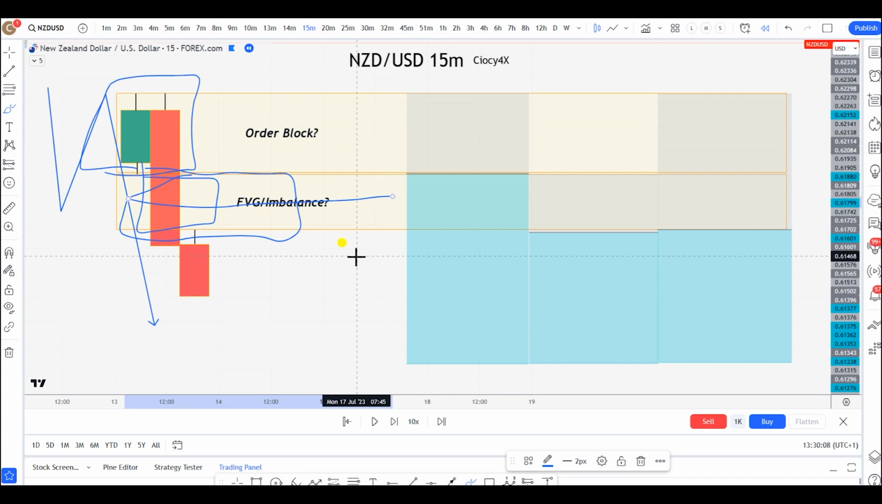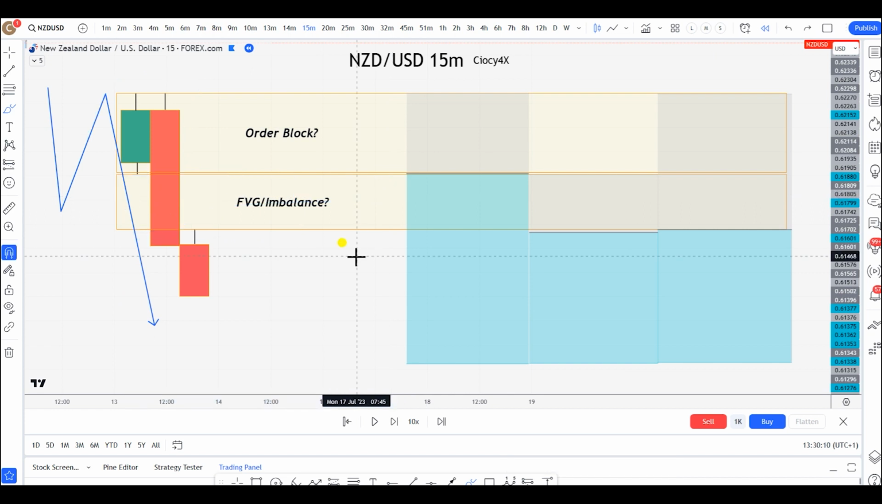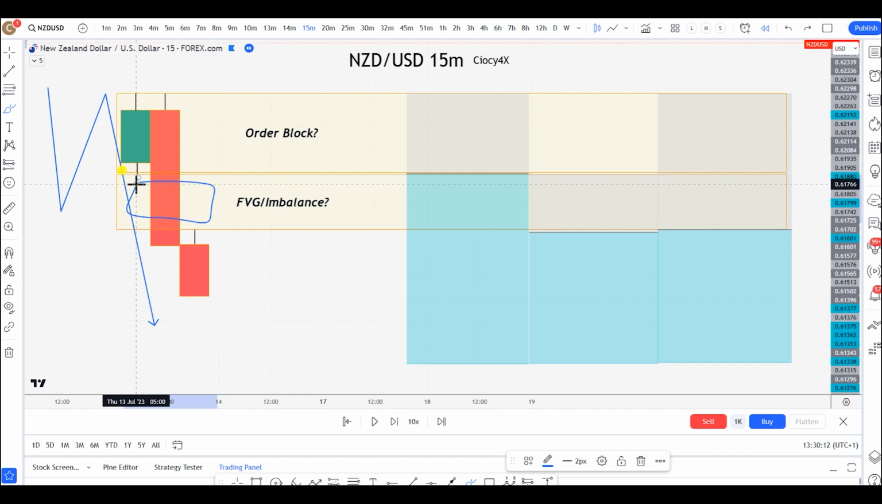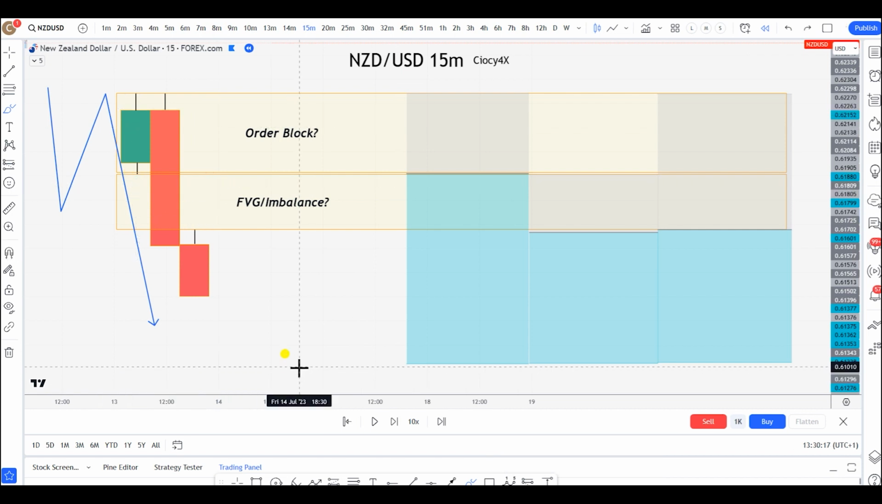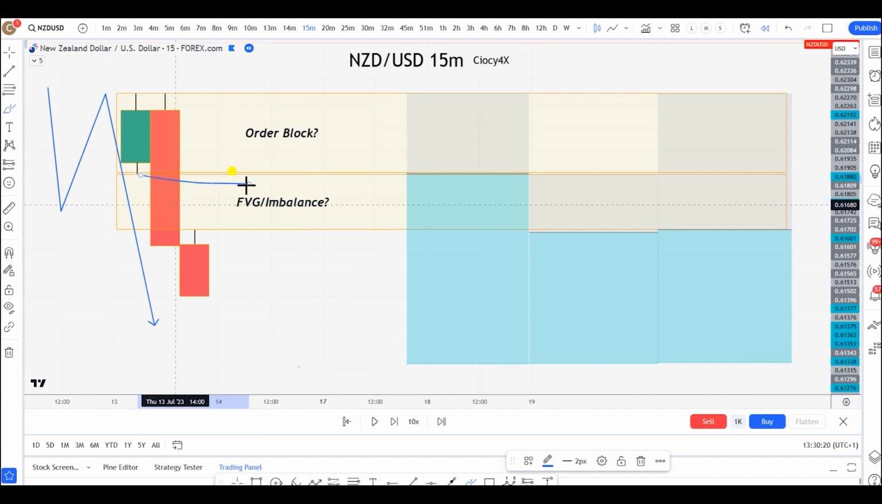So why I'm telling you this is because you're understanding that you can never ever have an imbalance without having an order block. So why is this important? It's important because if you say that, okay, I want to just trade an imbalance, which is okay, because I know a lot of traders do that.